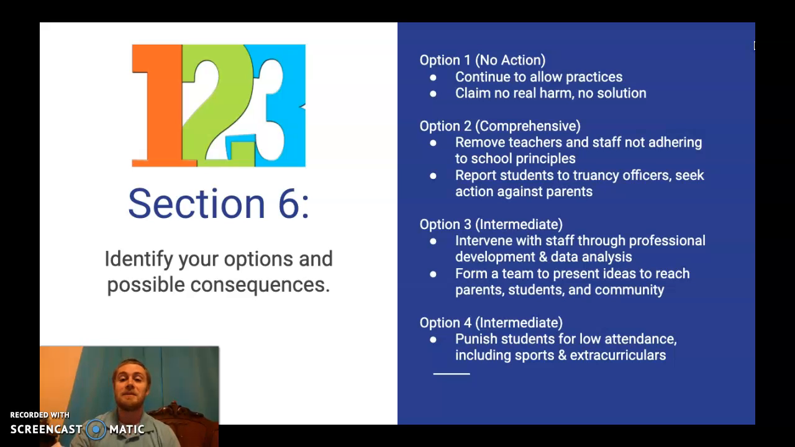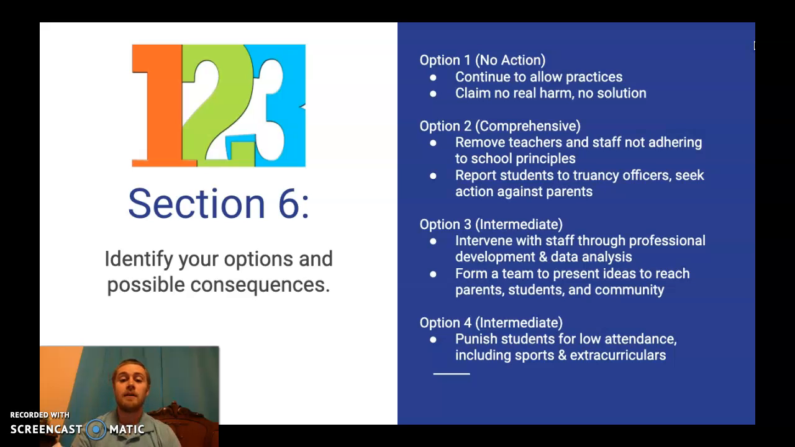Option 2 would be the most extreme. You could remove all the teachers and staff not adhering to school principles, so the teachers that are not collecting correct attendance data, the athletic director, the school counselor, anyone who is not on board, just cut them, and then report students to truancy officers and seek action potentially against the parents. So anyone that's having trouble with attendance, refer them to a truancy officer. Any parents that are doing this neglectfully can be held accountable in a court of law.